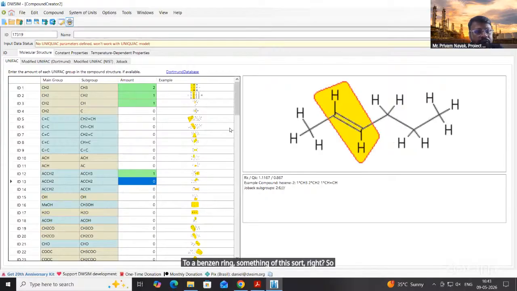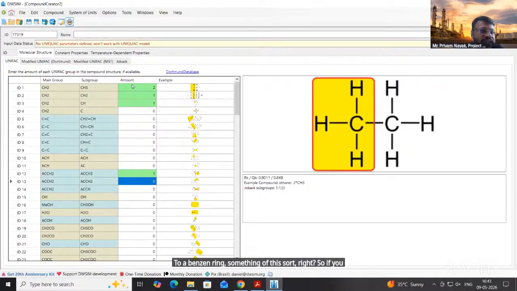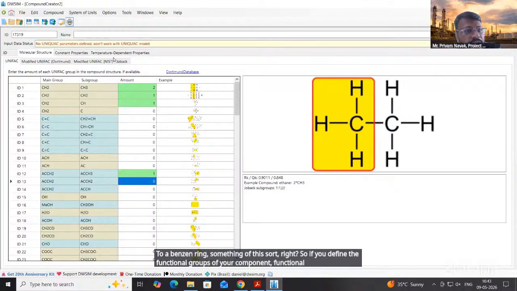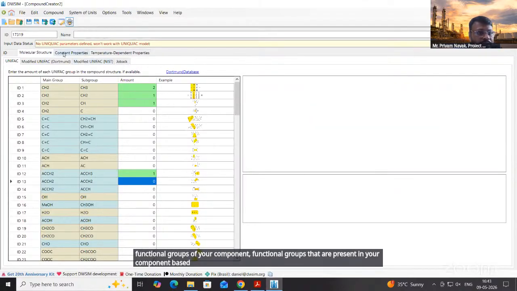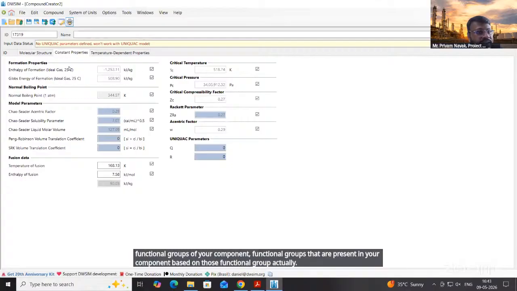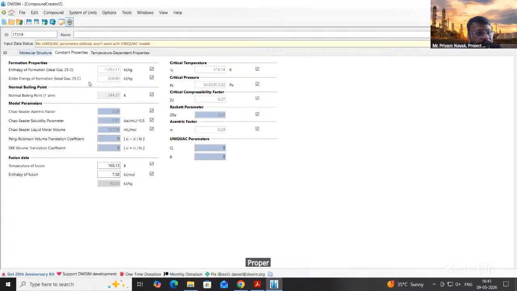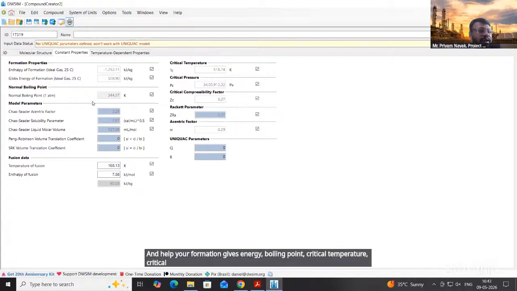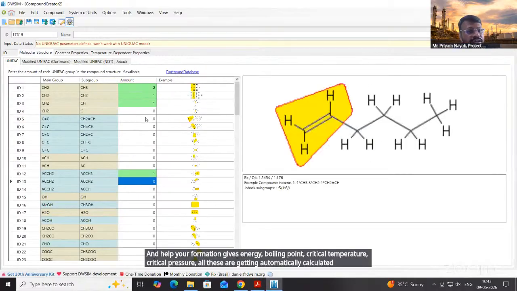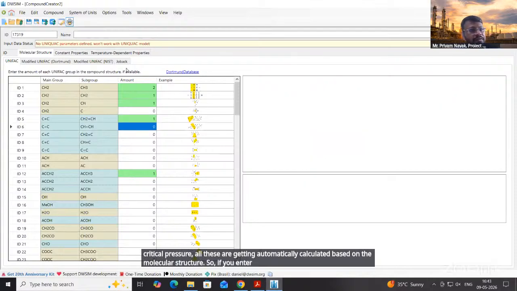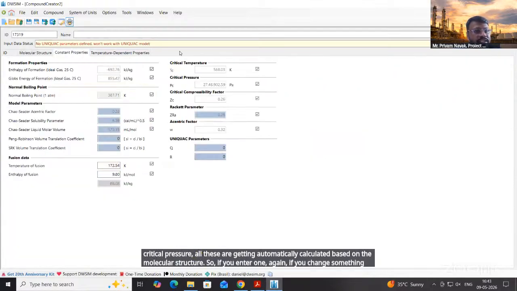So if you define the functional groups that are present in your component, based on those functional groups, you can see here that the properties are getting calculated automatically. Enthalpy of formation, Gibbs energy, boiling point, critical temperature, critical pressure, all these are getting automatically calculated based on the molecular structure. If you change something, you'll see that these values are changing.